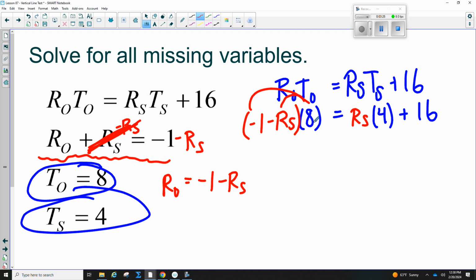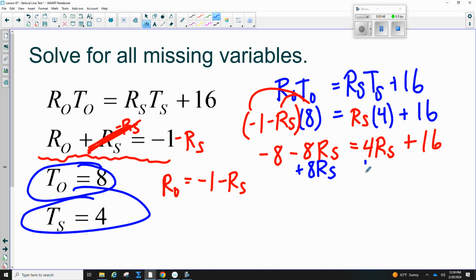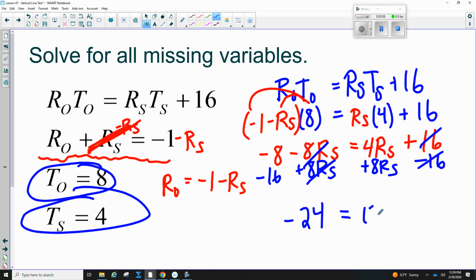So 8 times -1 is -8. 8 times -RS is -8 RS. I like to put the 4 in front here. This is 4 RS plus 16. Okay, then we need all of our RS's on one side, our numbers on the other. So I'm going to add 8 RS, and I'm going to add 8 RS here. And I'm going to subtract 16. So that gives me -24. And on this side, I get 12 RS. And I'm going to divide by 12 on both sides. So RS is -2.